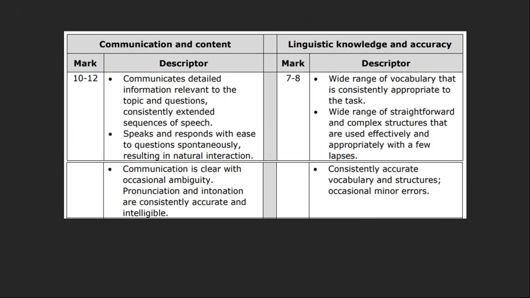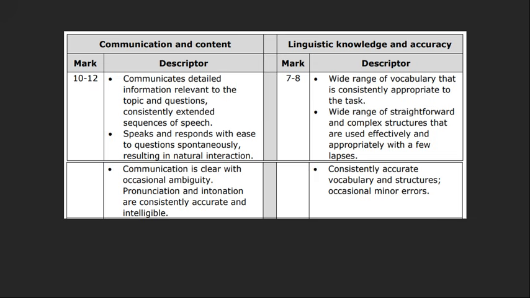So the first part there, communication is clear. That means the examiner can understand what you are talking about. It gets the meaning of everything. But it does say with occasional ambiguity. So that means you don't have to be perfect to get into the top band. Occasional ambiguity means sometimes the examiner doesn't know what you mean. As long as they know most of the time, you can get into the top band.